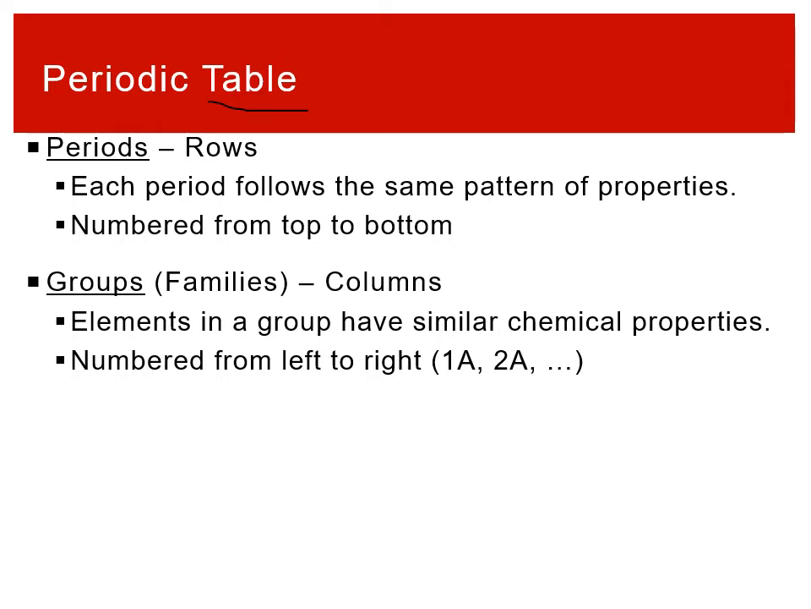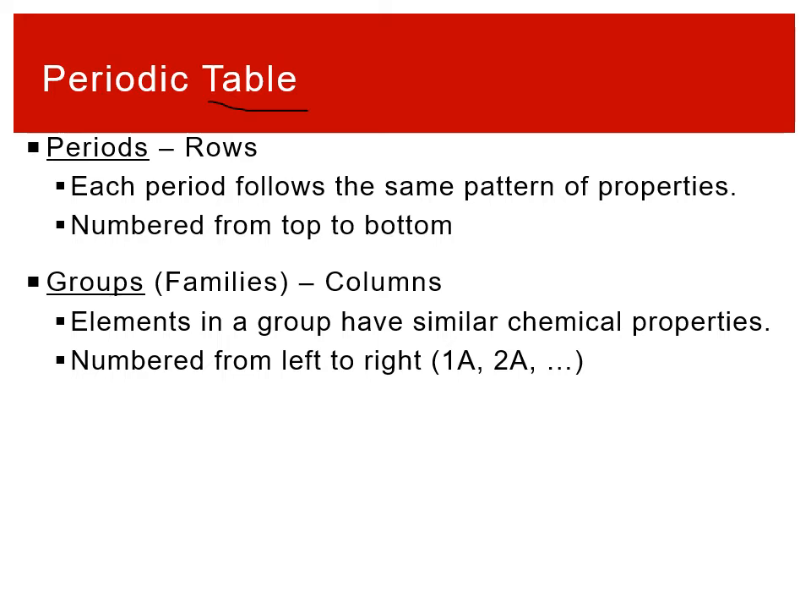So each row in the table is going to be one time through the period. So you would expect each element in a given row to have unique properties. And the periods are going to be numbered just from top to bottom. So the first row is period 1, then period 2, and so on. The columns are then called groups. Oftentimes, you'll also hear them called families. So groups or families. Groups is more the technical term. Families is a little more historical, but it sticks around.